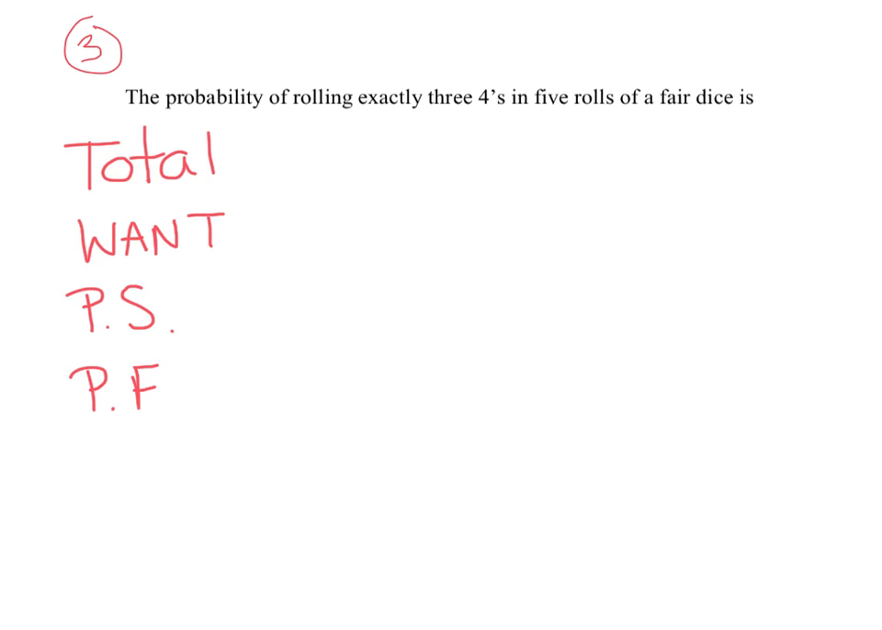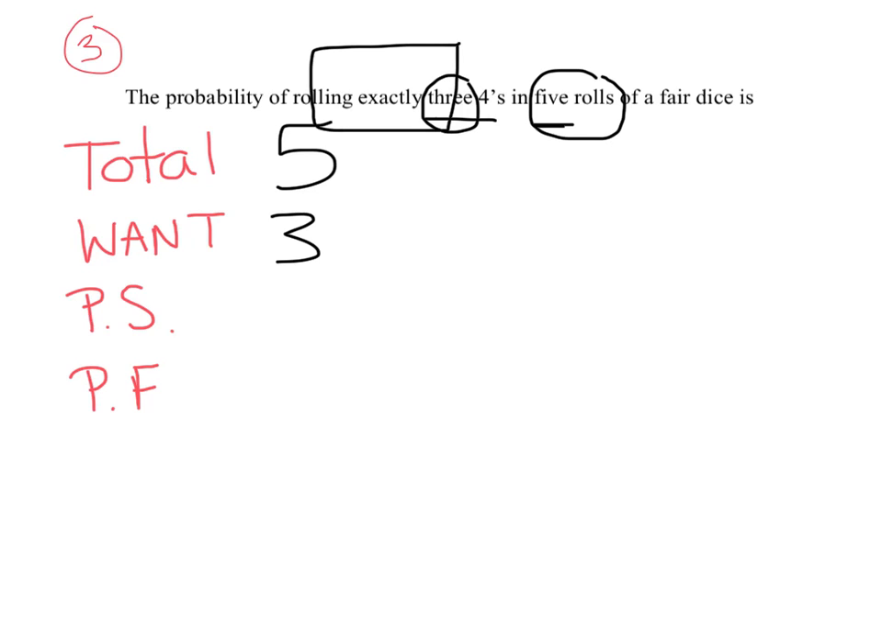All right, question 3, the probability of rolling exactly 3 4s in 5 rolls of a fair die. Well, hopefully you boxed in that keyword there, exactly. That means we only have to write this formula out once. So we need to find a total and a want. So let's read it again. The probability of rolling exactly 3 4s in 5 rolls. So I'm going to roll this thing 5 times, and I want 3. Hopefully we're all on the same page there. I'm rolling a total of 5, and I want 3.